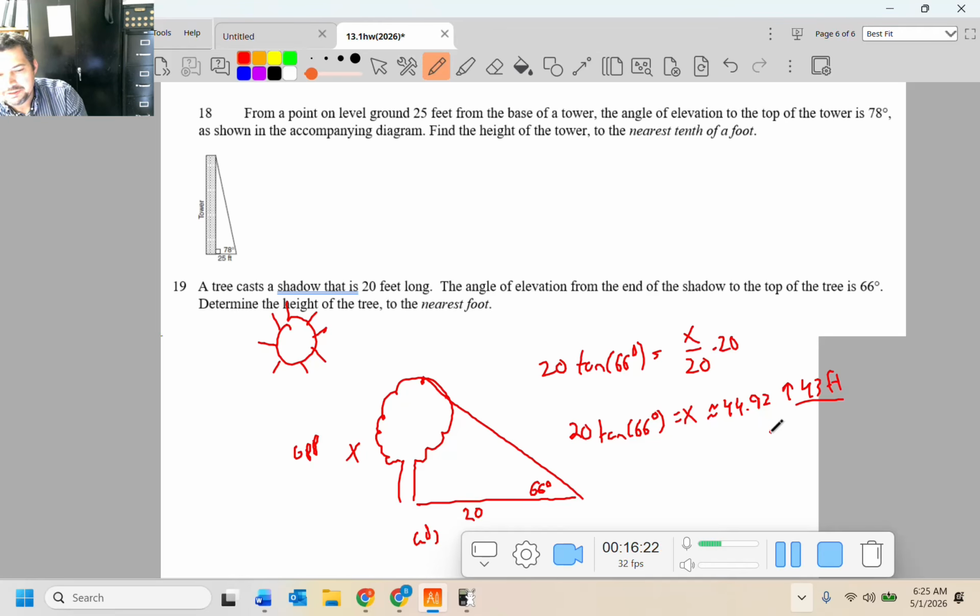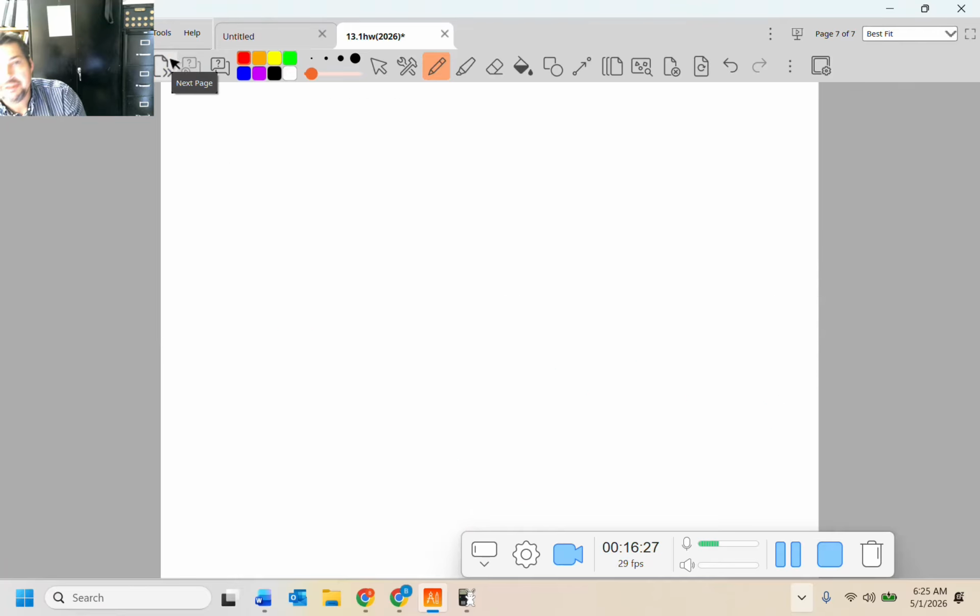It's kind of a small tree, isn't it? And I feel like that's the last one I'm doing. So there you go. Hope you enjoyed.